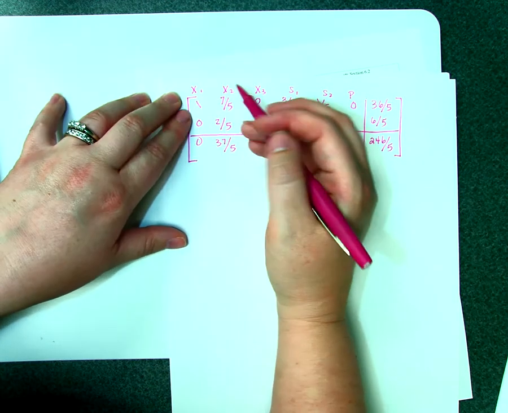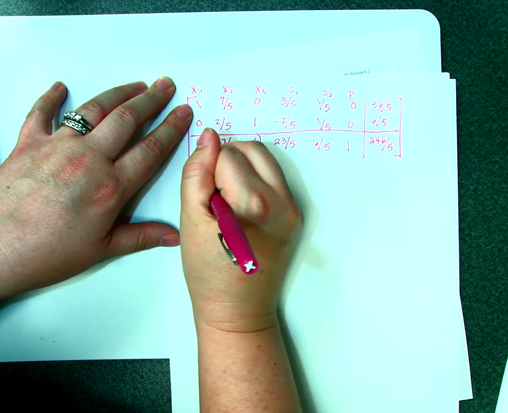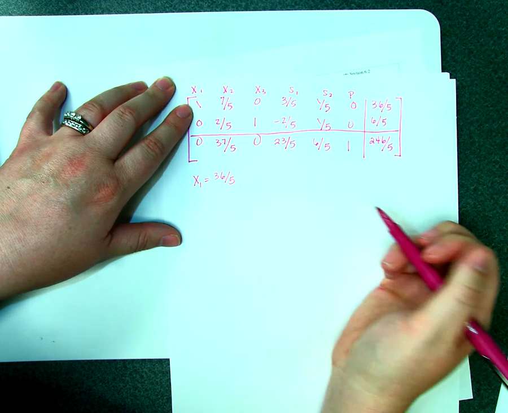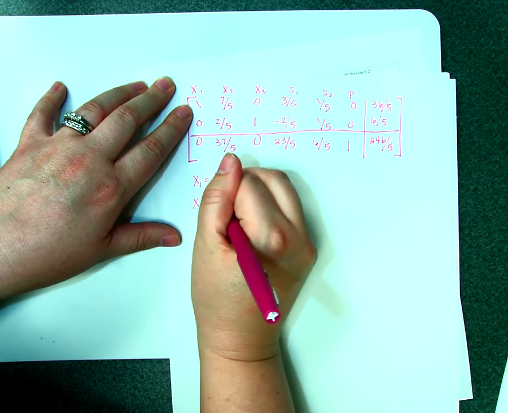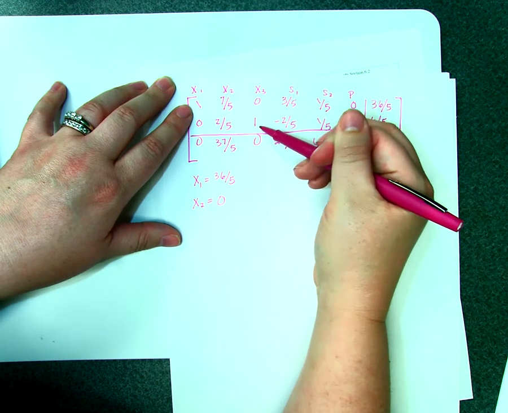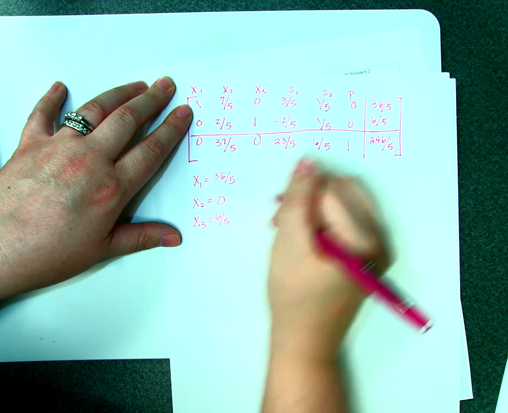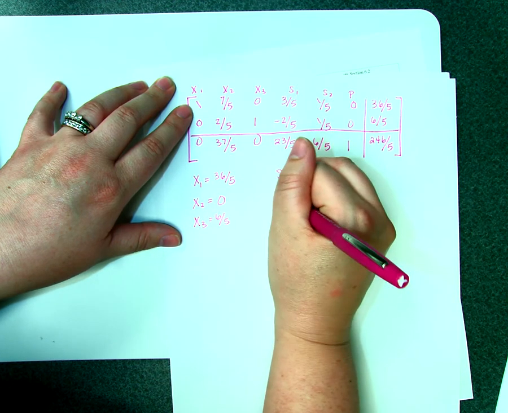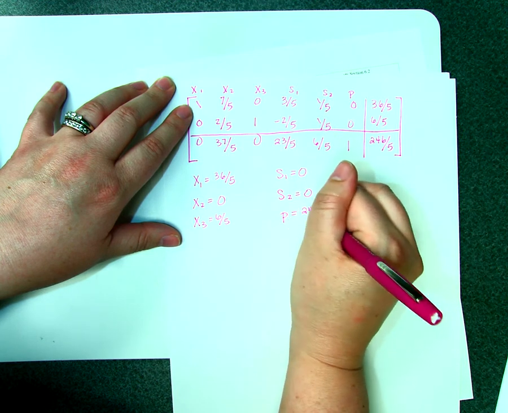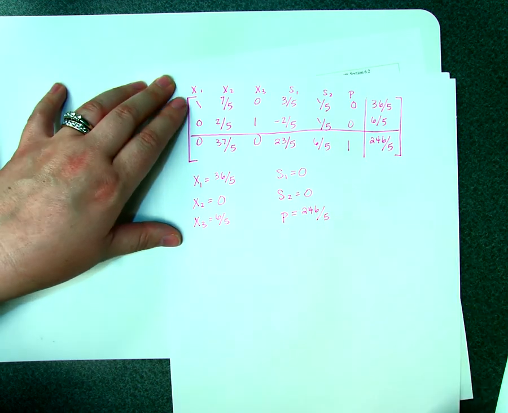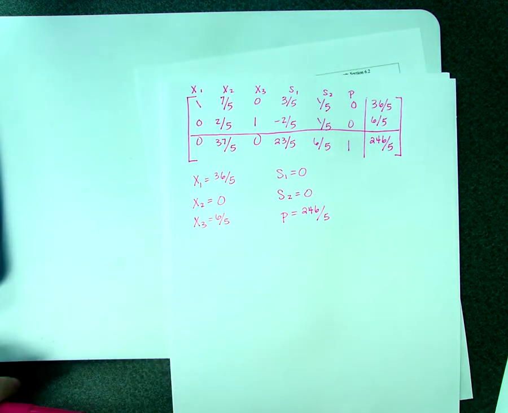So x1 we've turned into a basic column. Go to the 1, go all the way over. That tells me that x1 is equal to 36/5. x2 is now a non-basic column, so it is equal to 0. x3 is equal to 6/5. s1 is equal to 0. s2 is equal to 0, and P is equal to 246/5. This is the maximum solution, and we have solved the problem using the simplex method.